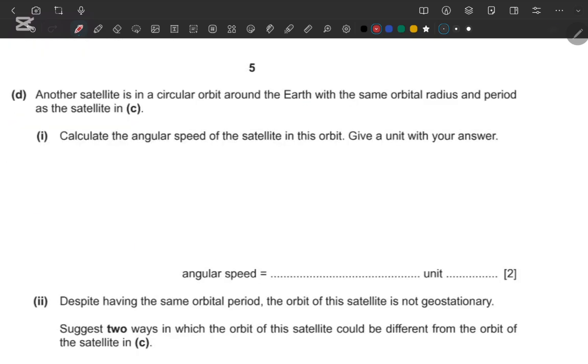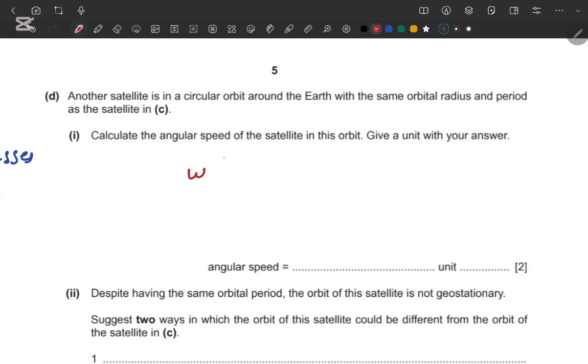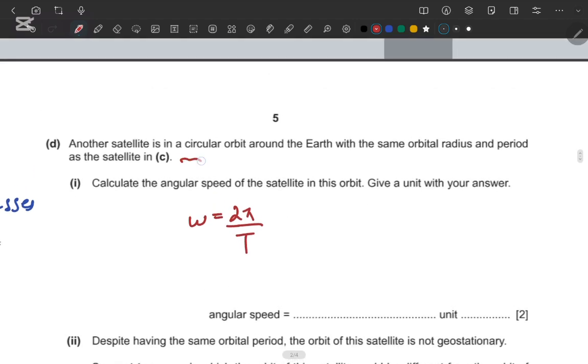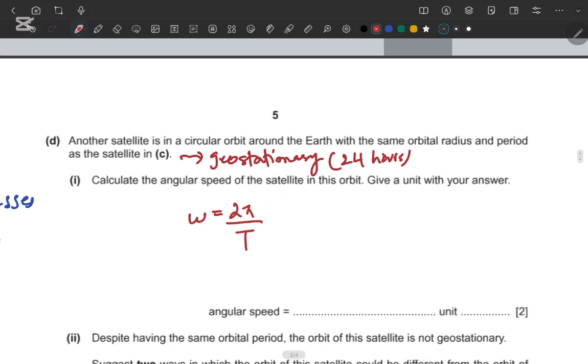Okay. So then it says another satellite is in a circular orbit around the Earth with the same orbital radius and period as the satellite in part C. So this told you to find the angular speed. And we know that the angular speed is equal to 2π over T. Now we know that the satellite in part C was a geostationary satellite, and it has the same time period as Earth, which is 24 hours. Again, it's always like that for a geostationary satellite.